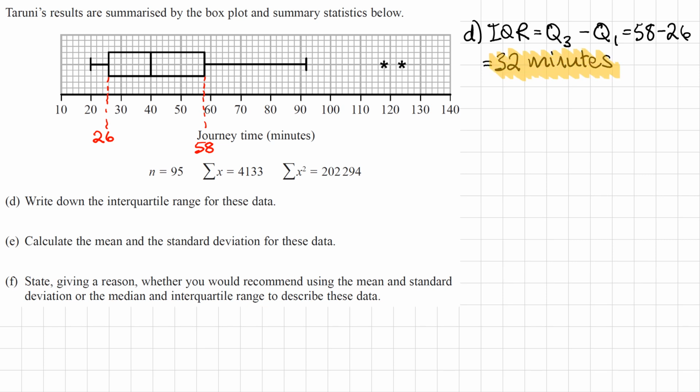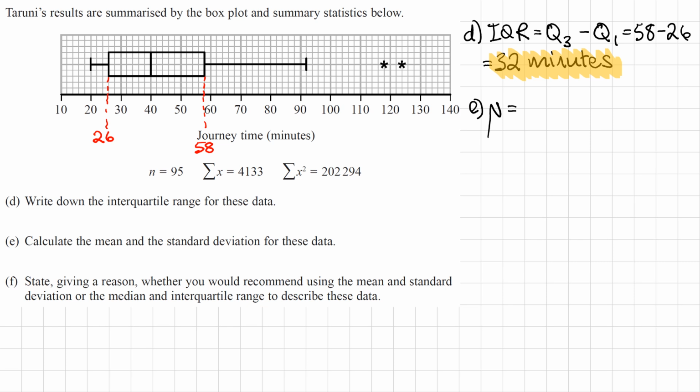Now moving on to part E, we need to calculate the mean and the standard deviation for these data. Remember, Taruni asked the whole population, he took a census. So this is going to be the mean and the standard deviation of the population. That's important because that defines the symbols that we use. When we want to find the mean for a population, we need to use the mu symbol, not x bar. X bar is reserved for the mean from a sample.